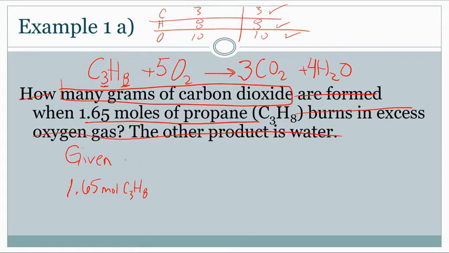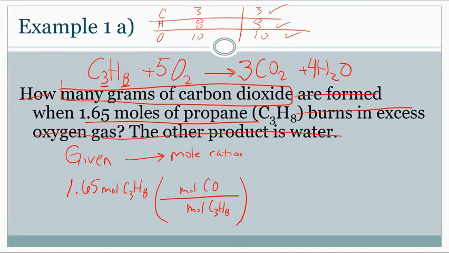So the first thing that I want to do is use my mole ratio. That's the only way to go from one substance to another. So moles of C3H8 go on the bottom. Moles of carbon dioxide are going to go on the top. For every 3 moles of carbon dioxide, I have 1 mole of C3H8. And I like to cancel as I go so that I can keep track of my units.